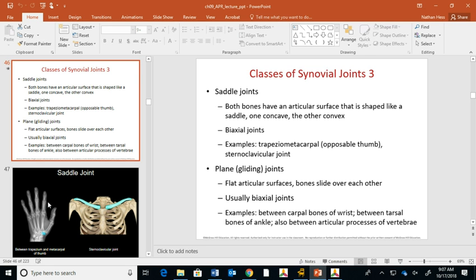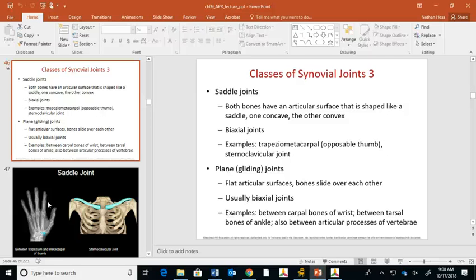Number three, we have a saddle joint. This is where both bones have an articular surface that is shaped like a saddle, where one surface is kind of convex, the other is kind of concave. And these, again, are biaxial joints. Two degrees of freedom, two axes of motion. And our example is the trapeziometacarpal joint.